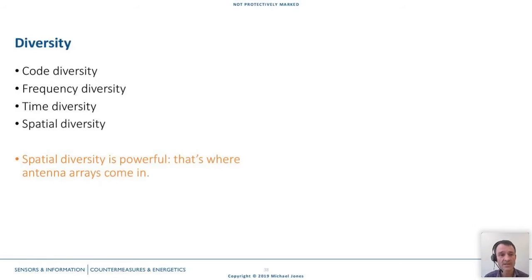And this is the really powerful one, and this is where we're going to get into antenna techniques. Spatial diversity is exploiting the fact that typically jammers come from different directions to the satellite signals. So we can exploit the fact that jammers arrive from different directions to the satellite signals that we want. So we can start to do spatial filtering. So let's have a look at how that works.